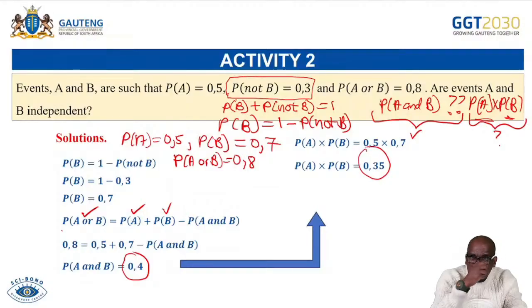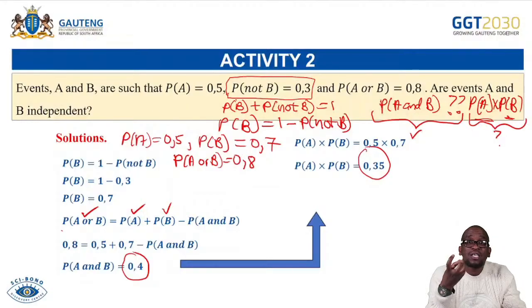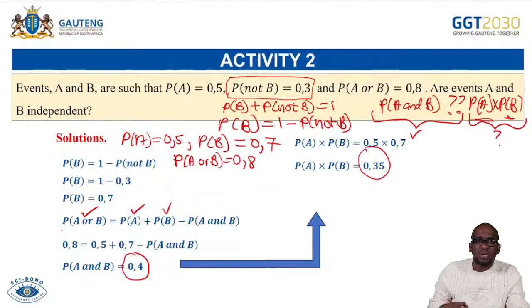Correct to 2 decimal places, because that is what the instruction says in our instruction page. Round off your numerical values to 2 decimal places unless otherwise stated. Please do not take the instructions for granted, all right? Do not take them for granted.